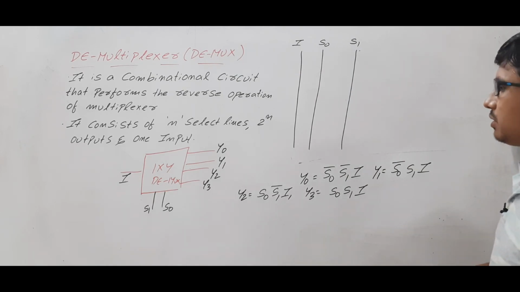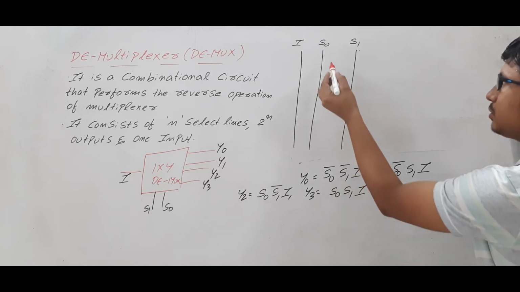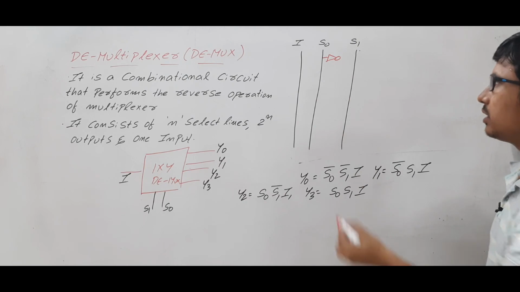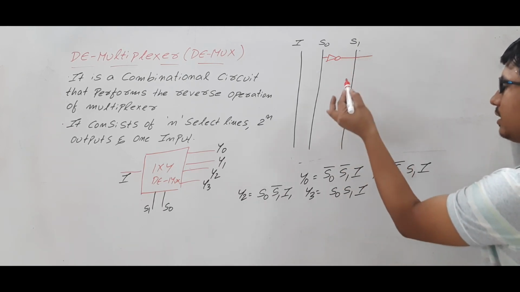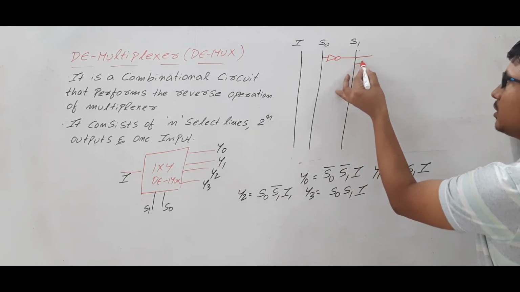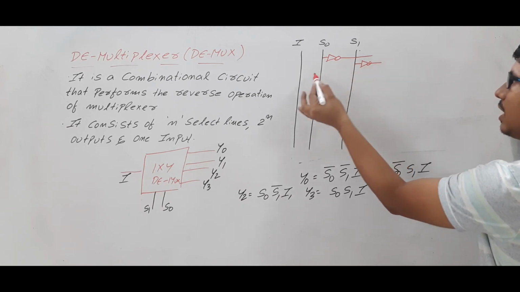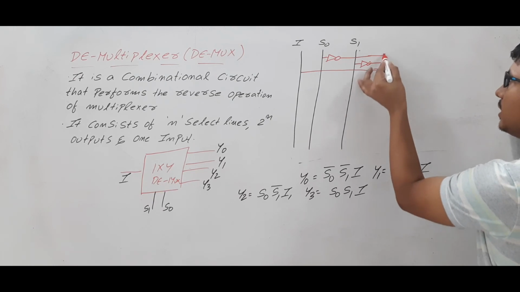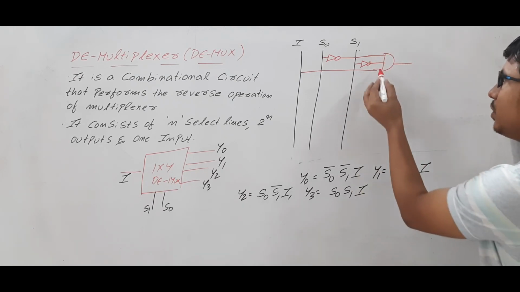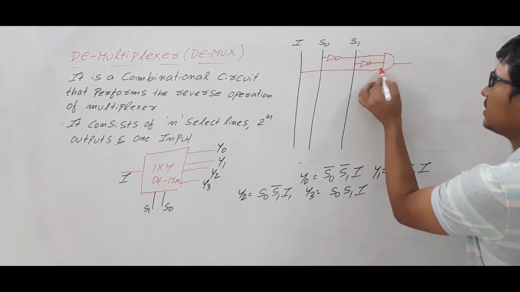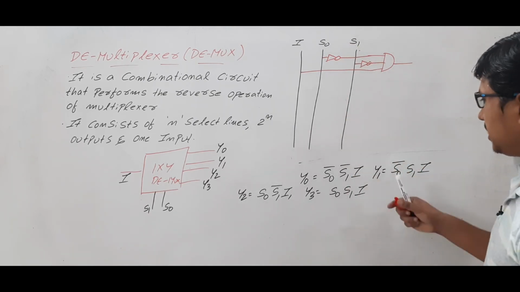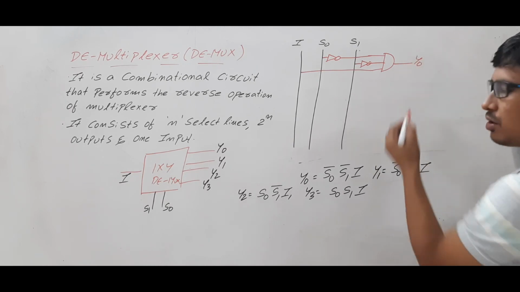Then you have y0 that should come. How should y0 come? You have to give S0 through a NOT gate, and S1 complement. Similarly, you will give a NOT gate here and you will take the I. All these things you will connect to an AND gate. Am I right? What is the fan in of this AND gate? The fan in is 3. Am I right? Because you have the 3 inputs. This will produce y0 as an output.